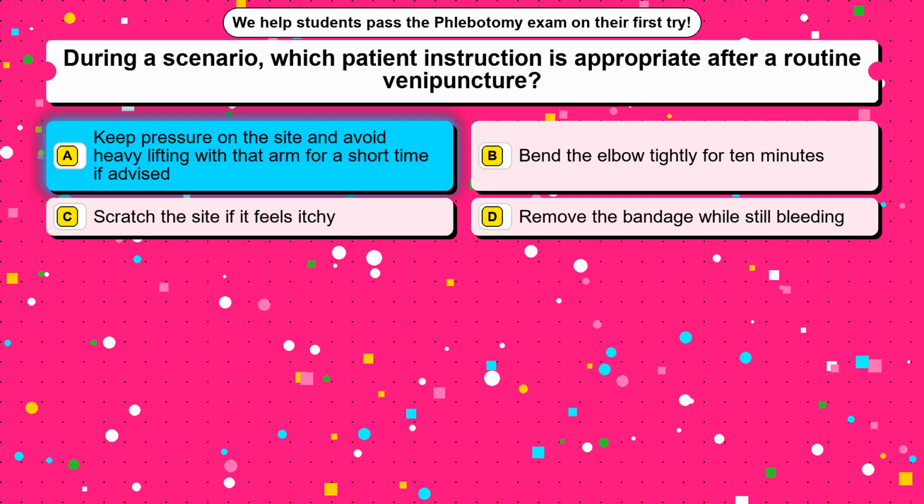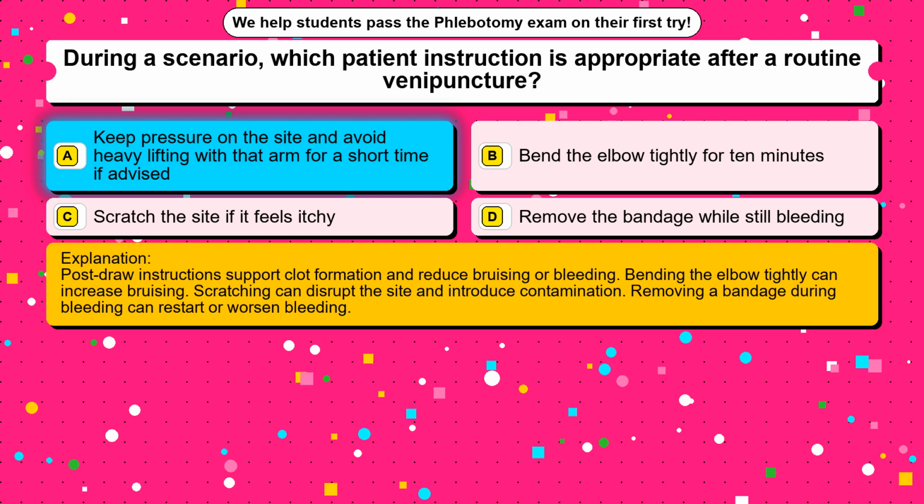The correct answer is option A. Keep pressure on the site and avoid heavy lifting with that arm for a short time if advised. Post-draw instructions support clot formation and reduce bruising or bleeding. Bending the elbow tightly can increase bruising. Scratching can disrupt the site and introduce contamination. Removing a bandage during bleeding can restart or worsen bleeding.